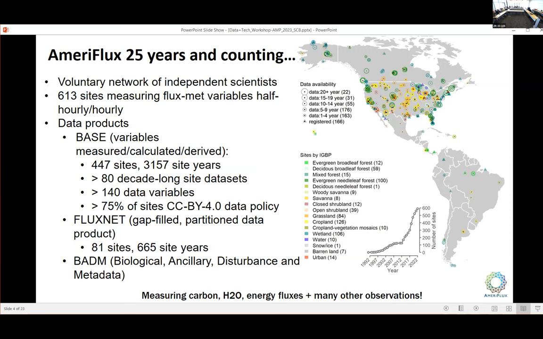There's the FLUXNET product, which we are trying to wrap up. This is a product with gap-filling and partitioning, so added value on top of the base product, and we are trying to get more sites involved in it. Gilberto will be giving more details on the OneFlux work. BADM is what Sebastian mentioned earlier. It's all the metadata, anything else about your site which is useful for understanding the measurements.